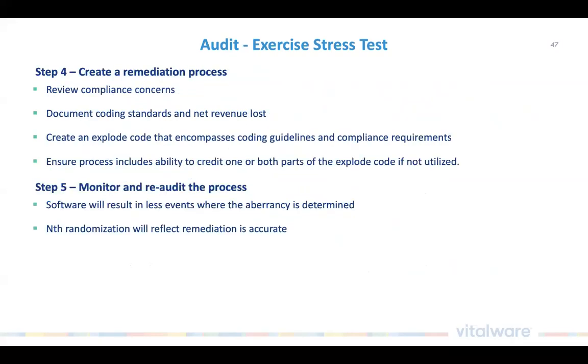So you create the remediation process, and you document your coding standards against the net revenue loss. How many times did it happen, and what was your net revenue? Maybe in this case, you did an explode code, and then you monitor the results and do an nth randomization. I'd start with week 1. Did you fix it?